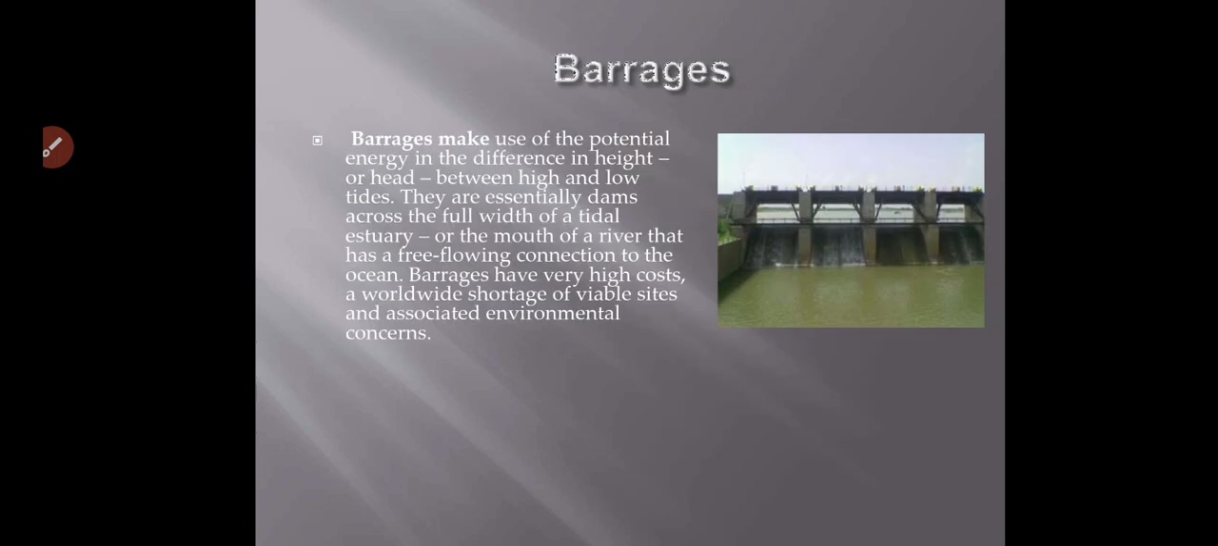Next, coming to the barrage system. Barrages make use of potential energy in the difference in height, or head, between high and low tides. They are essentially dams across the full width of a tidal estuary or the mouth of a river that has a free flowing connection to the ocean. Barrages have a very high cost, a worldwide shortage of viable sites, and associated environmental concerns.